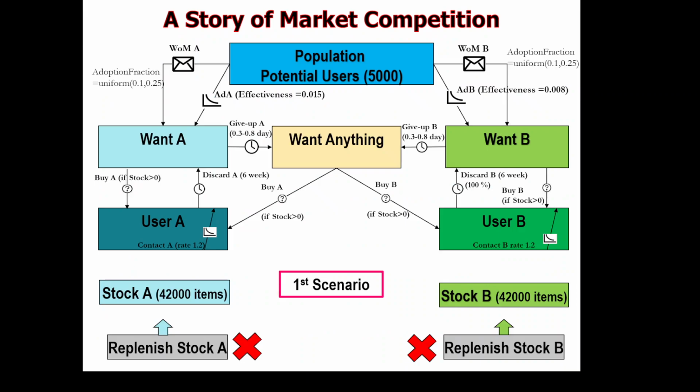So in our last video, we discussed this conceptual model for a market competition in which the potential users move to want A or want B stage and then move to the user stage, and after some time they discard the product and they can always go back to the want A or B state.